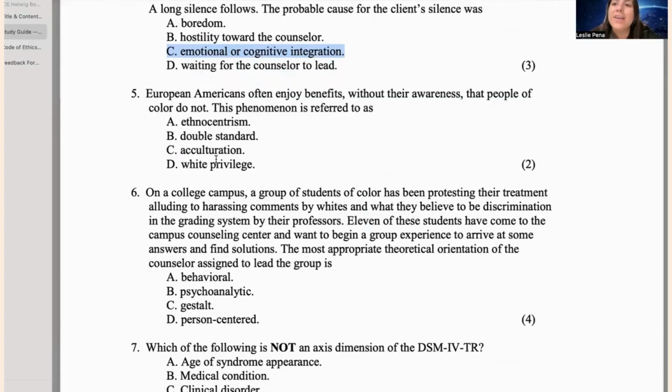Next, 5. European Americans often enjoy benefits without their awareness that people of color do not. This phenomenon is referred to as what? So you are privileged because you're able to have all of these amazing things while other people don't. And because you're without awareness, that's what makes it white privilege.